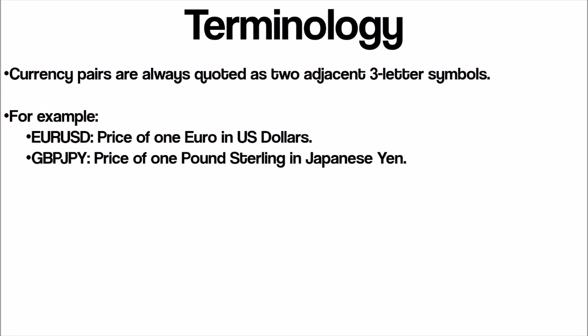Out loud, this is referred to as sterling yen. A lot of these symbols are quite difficult to pronounce if you just read them out loud, because they have a lot of syllables, so they're shortened. So you talk about euro dollar or sterling yen, and there are similar colloquialisms within the market.